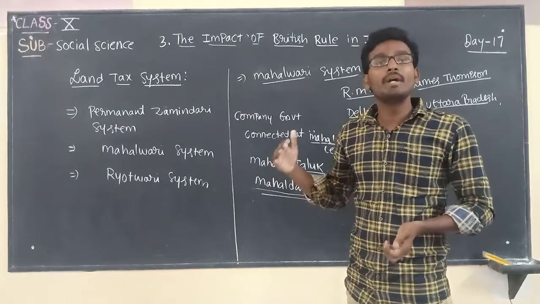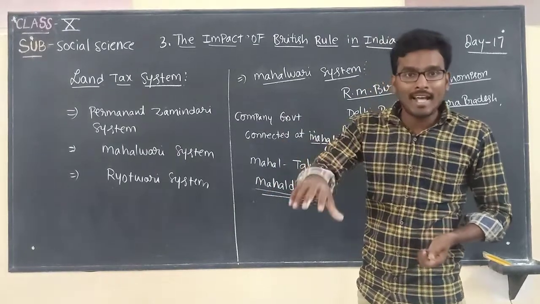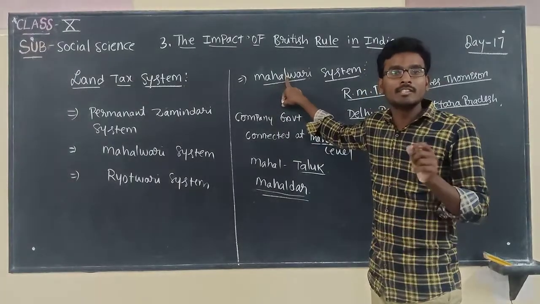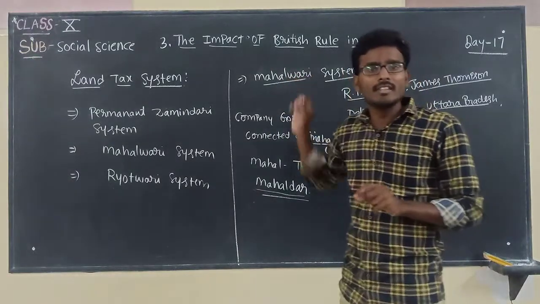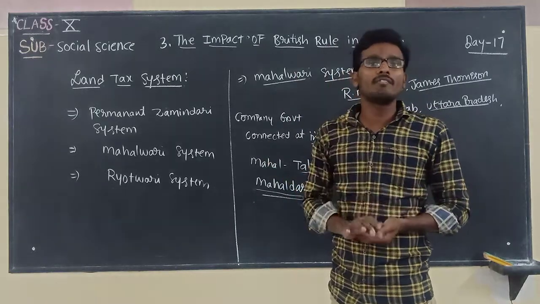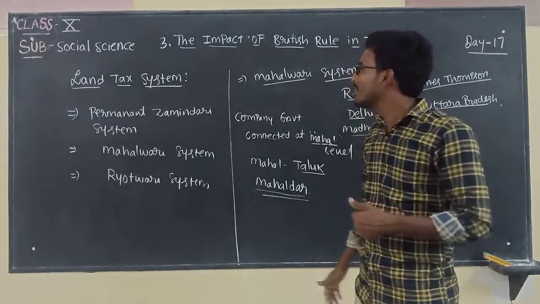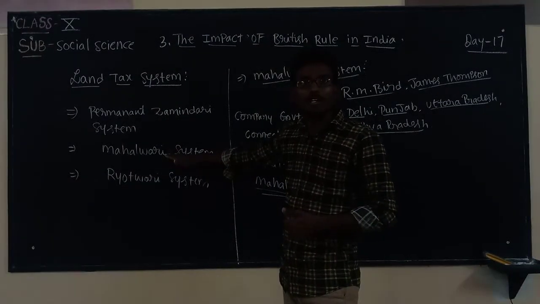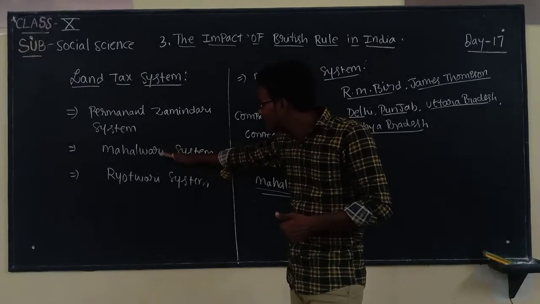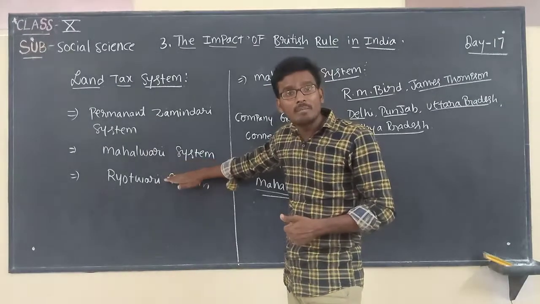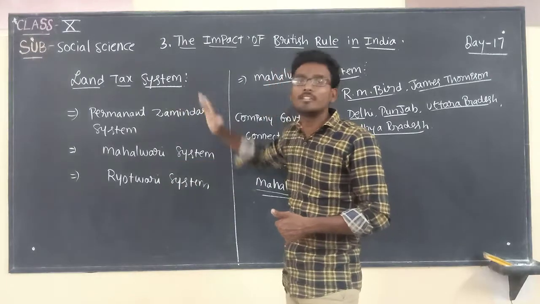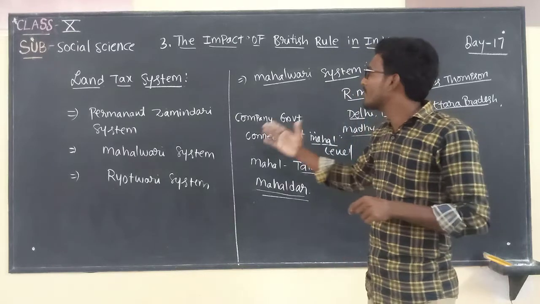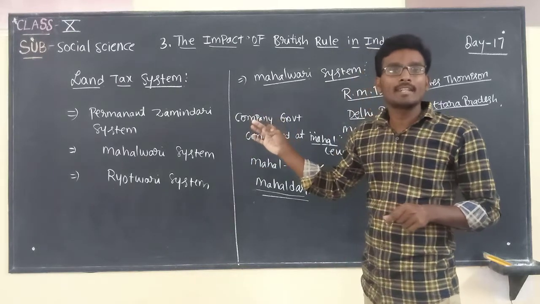In this way, the Britishers collected land tax by implementing the concept known as the Mahalwari system. Children, from the third lesson, this concept is very, very important for 3 marks. Sometimes they will ask, differentiate between Jamindari system and Mahalwari system. Differentiate between Mahalwari system and Rautwari system. Differentiate between Rautwari system and Jamindari system. In any manner, the question may ask you based upon the differentiation of different land tax systems.